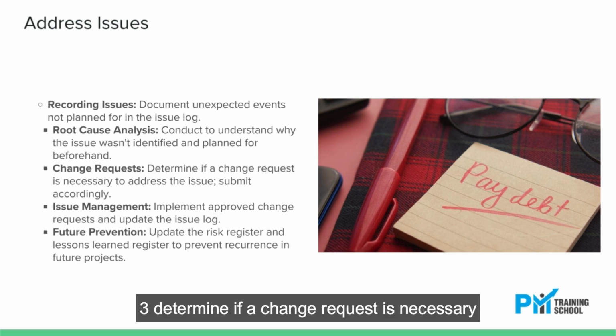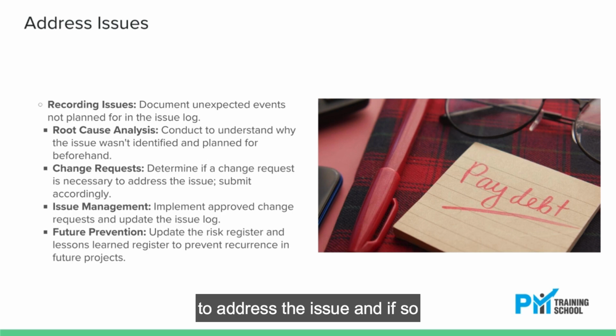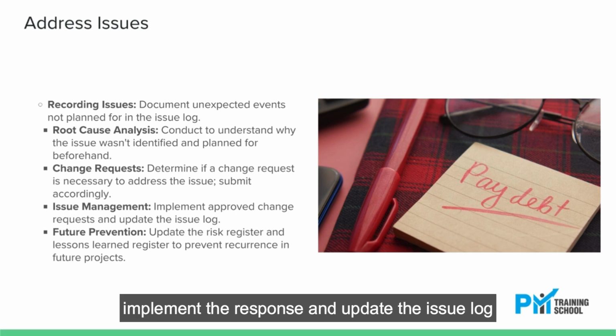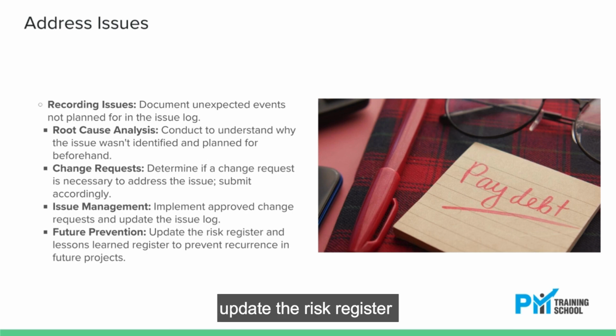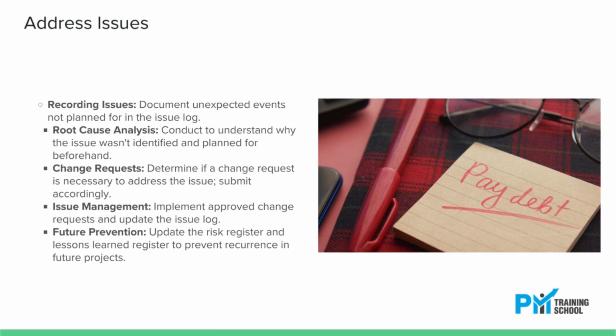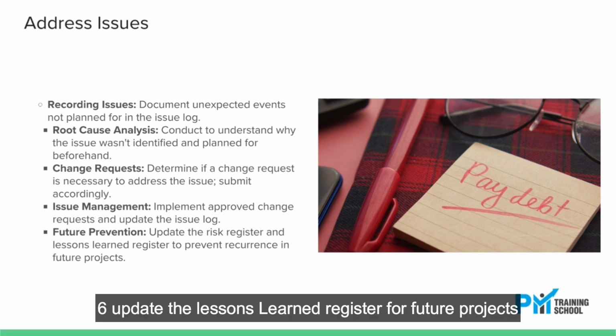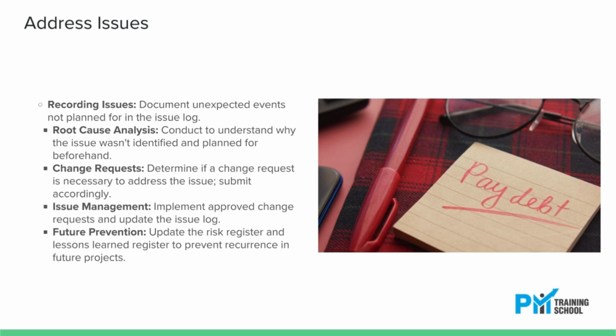3. Determine if a change request is necessary to address the issue, and if so, submit a change request accordingly. 4. If the change request is approved, implement the response and update the issue log. 5. If this issue can reoccur in the same project, update the risk register. 6. Update the lessons learned register for future projects.